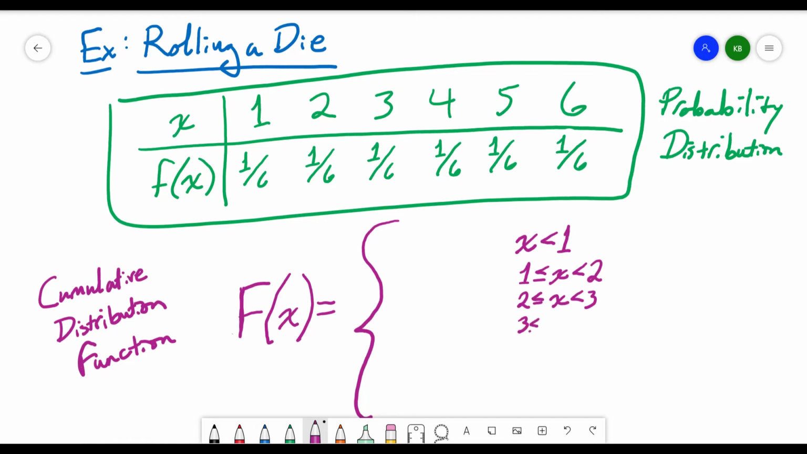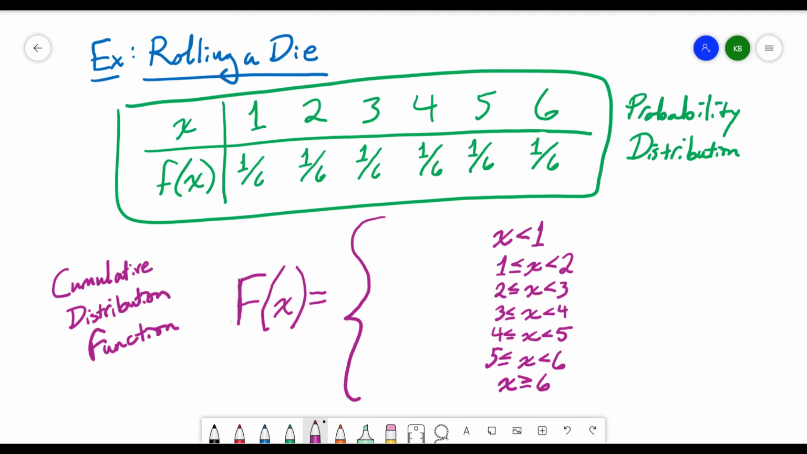So I have 3 less than or equal to x less than 4, 4 less than or equal to x less than 5, 5 less than or equal to x less than 6. Then I have my final entry where x is greater than or equal to the largest value it takes on. For the first entry, since my random variable can't take on a value less than the smallest value it takes on, then the probability is 0 that that happens.